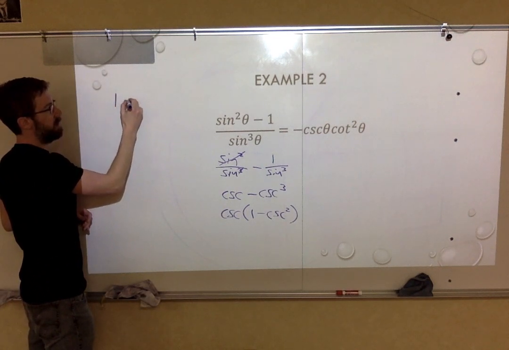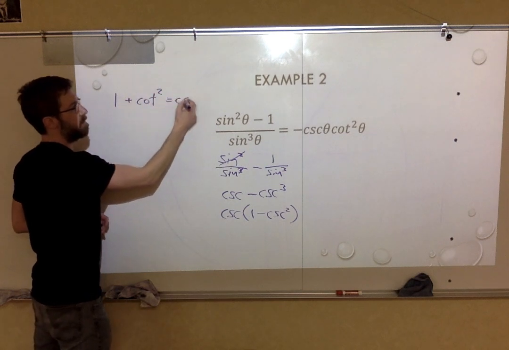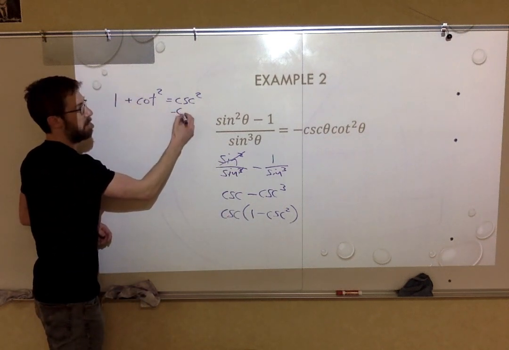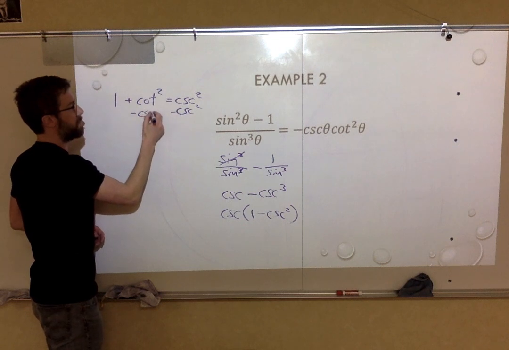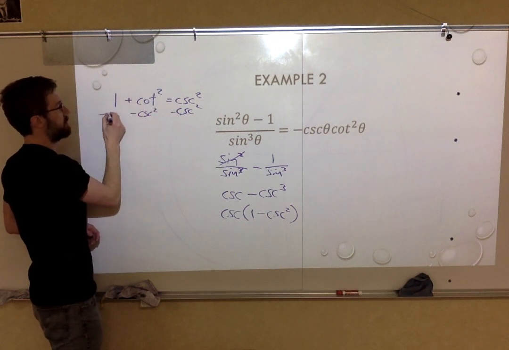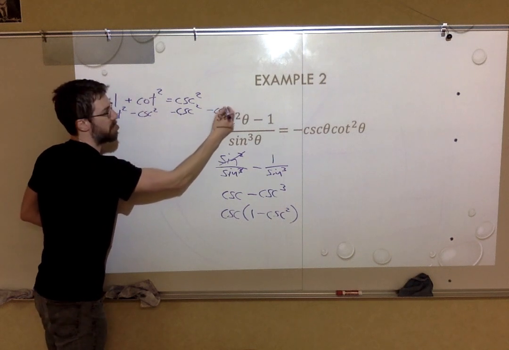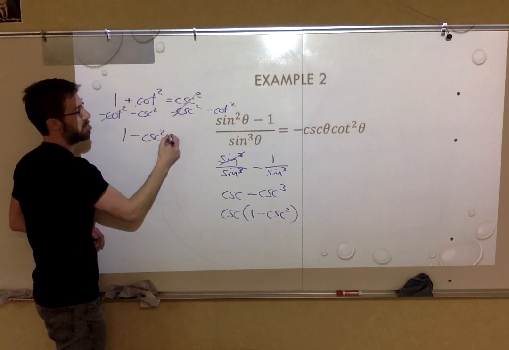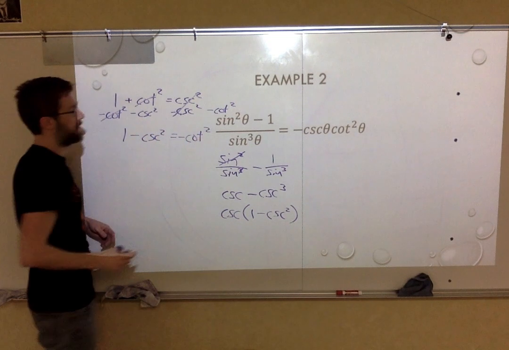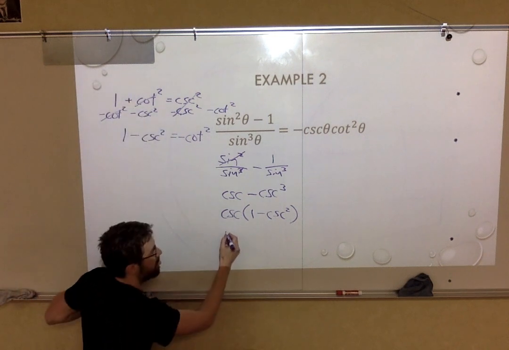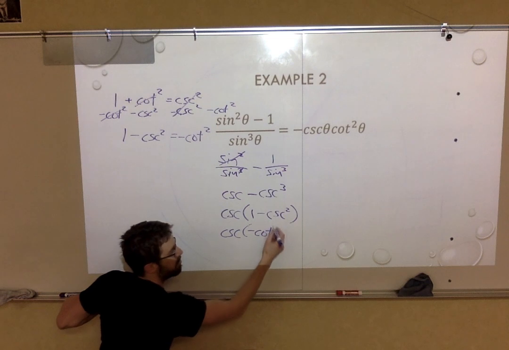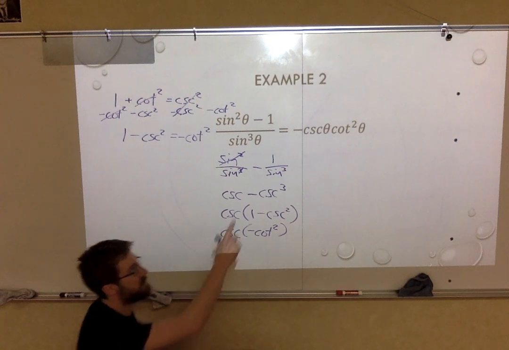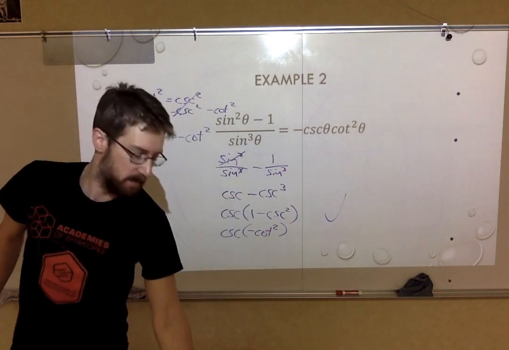So if I do 1 plus cotangent squared equals cosecant squared, to get one side to equal 1 minus cosecant squared, I'd have to subtract the cosecant squared from both sides, but then also subtract the cotangent squared from both sides. So that cancels, I'm left with 1 minus cosecant squared equals negative cotangent squared. So this is equal to negative cotangent squared. And now all I'd have to do is move that negative out in front and get rid of the parentheses to make it look like this. So we'll call that done.